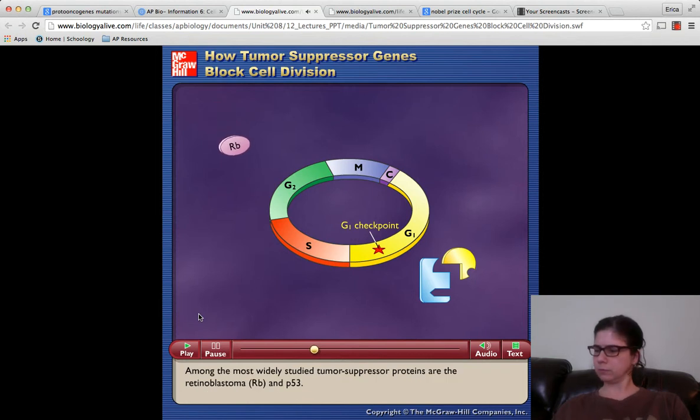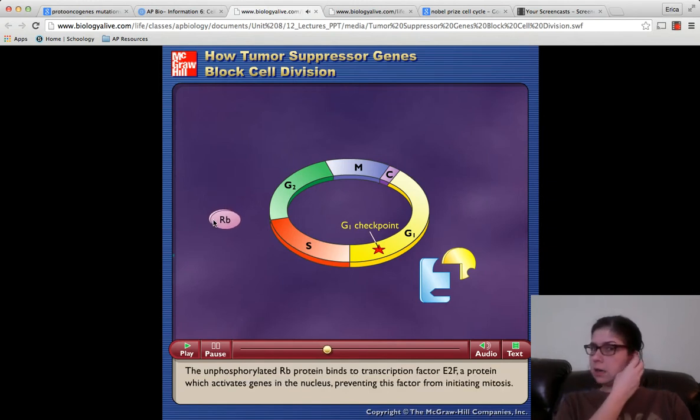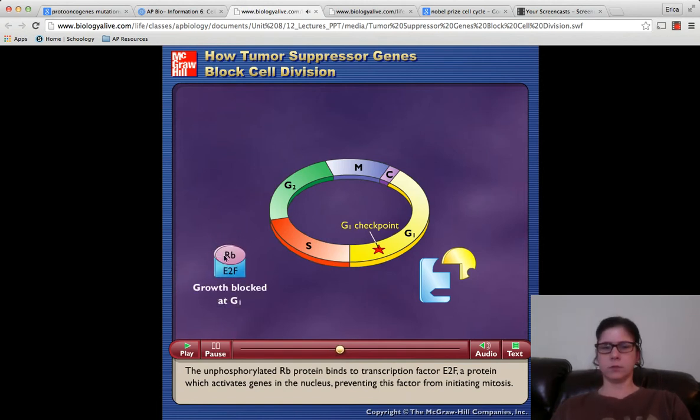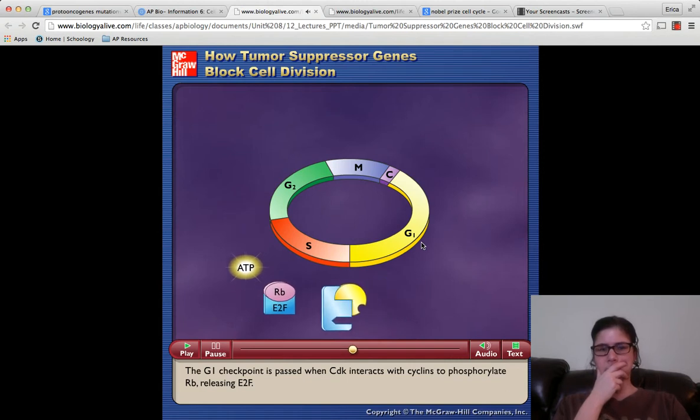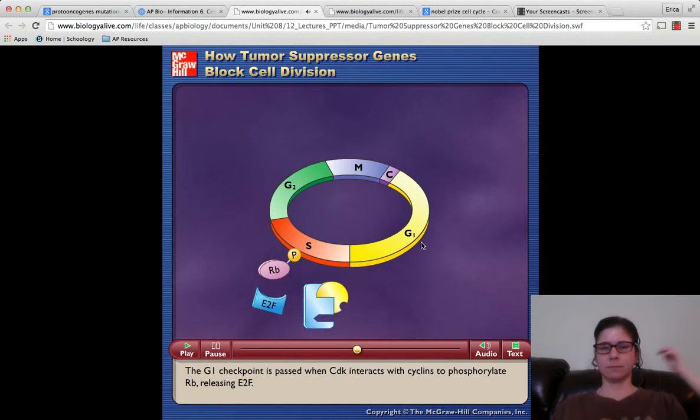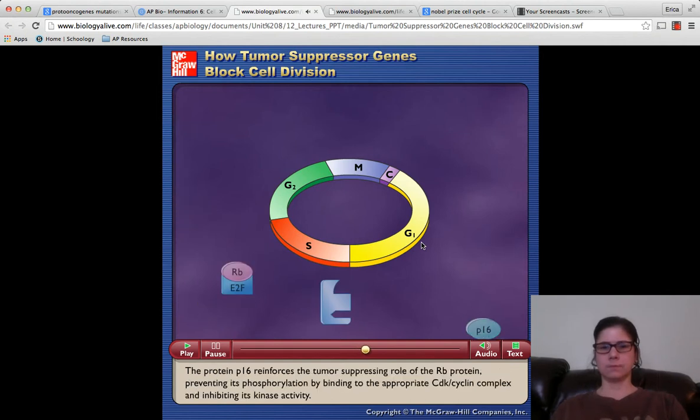Among the most widely studied tumor suppressor proteins are the retinoblastoma, RB, and P53. The unphosphorylated RB protein binds to transcription factor E2F, a protein which activates genes in the nucleus. So RB is associated with G1 cycle. The G1 checkpoint is passed when CDK interacts with cyclins to phosphorylate RB, releasing E2F. The protein P16 reinforces the tumor-suppressing role of the RB protein, preventing its.